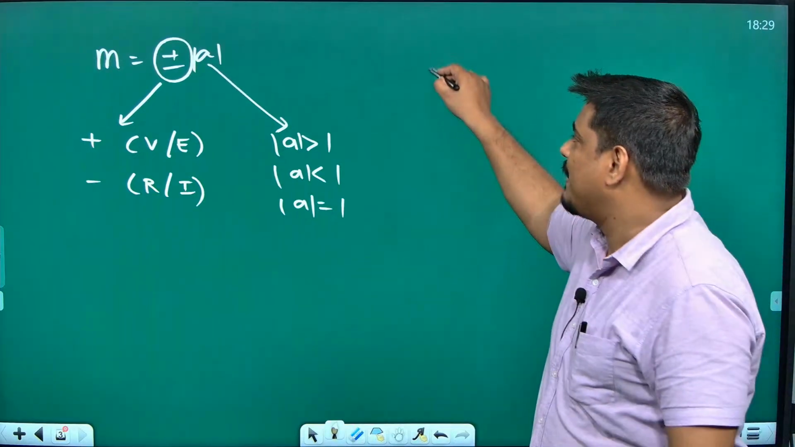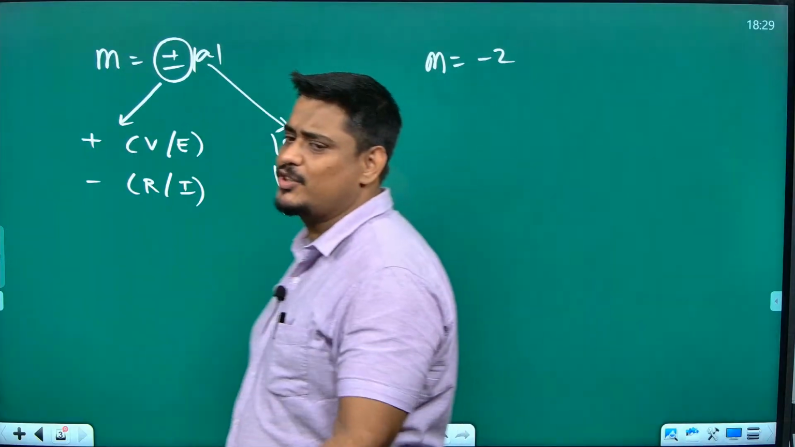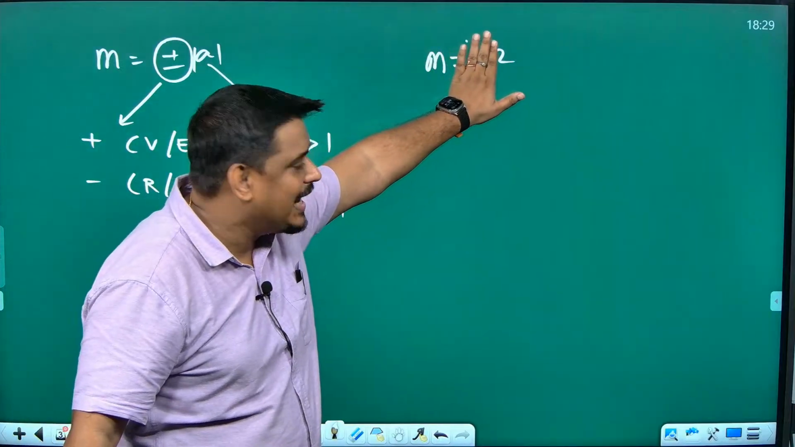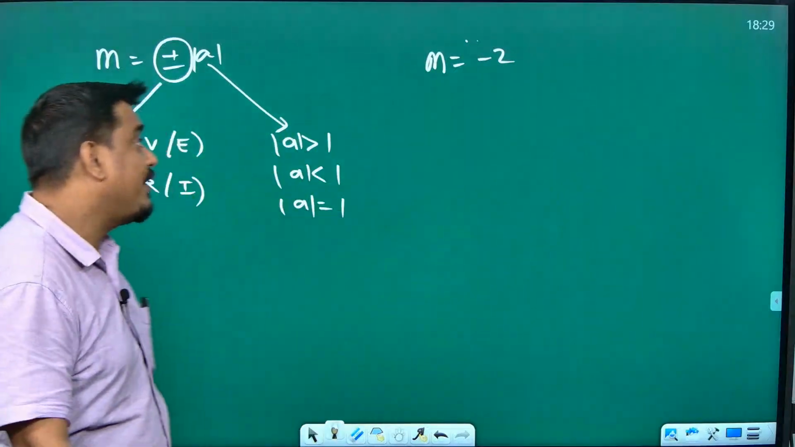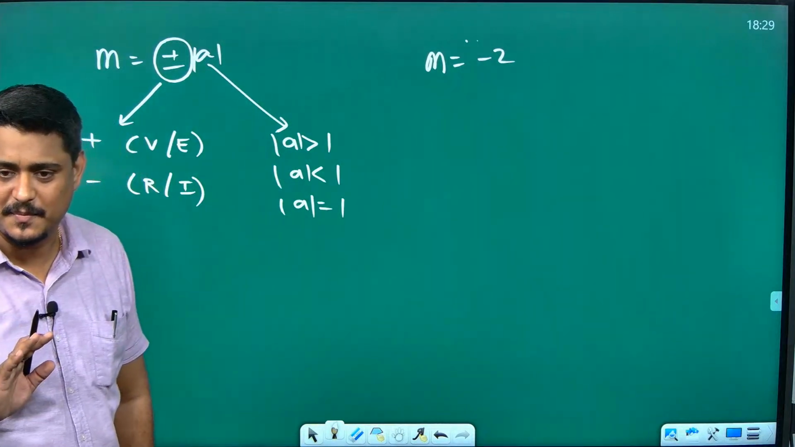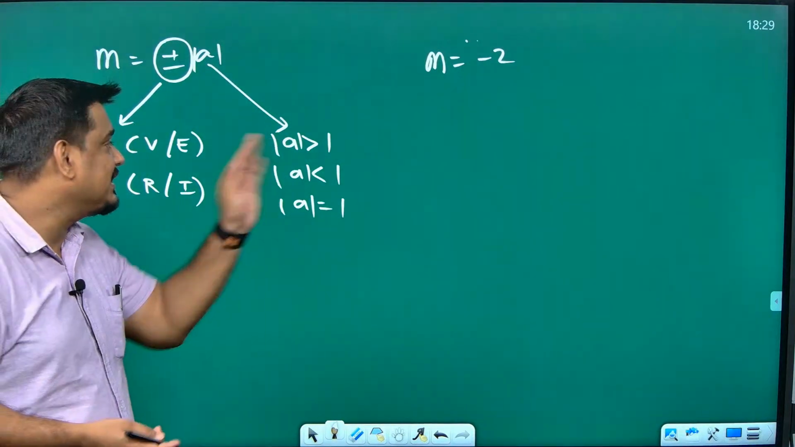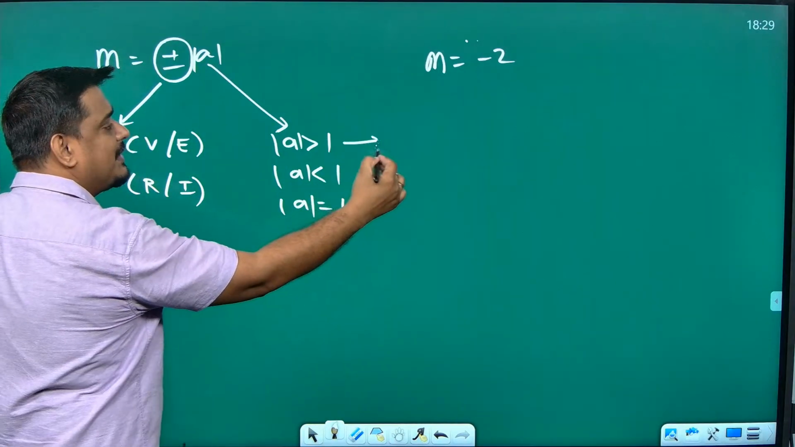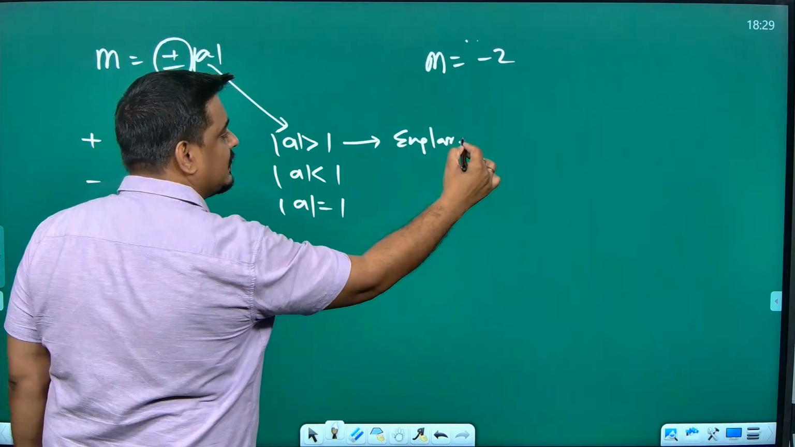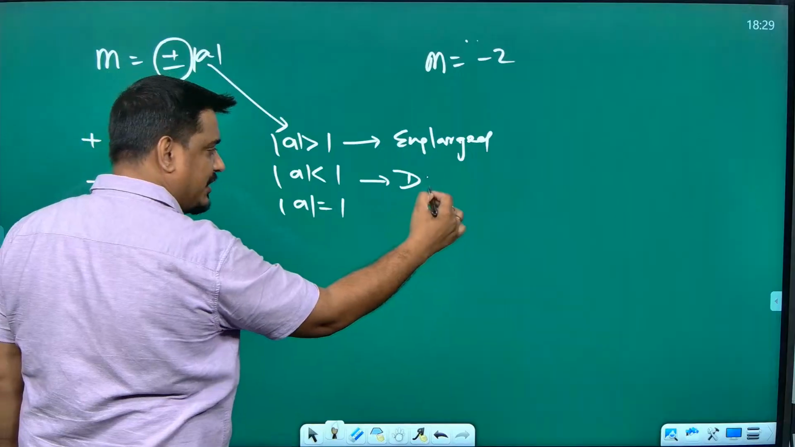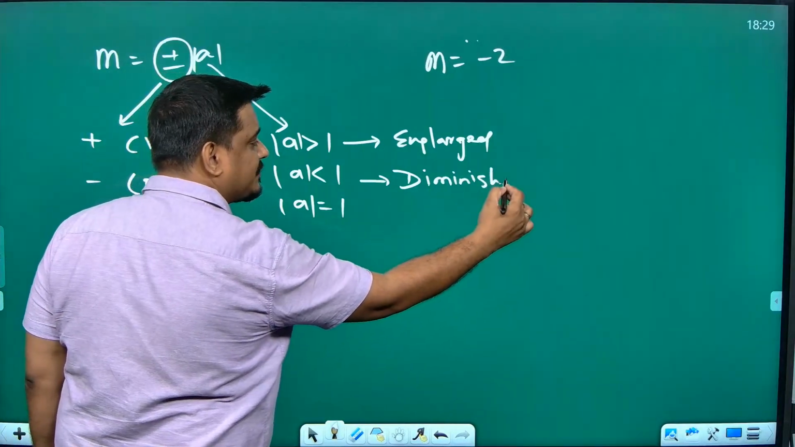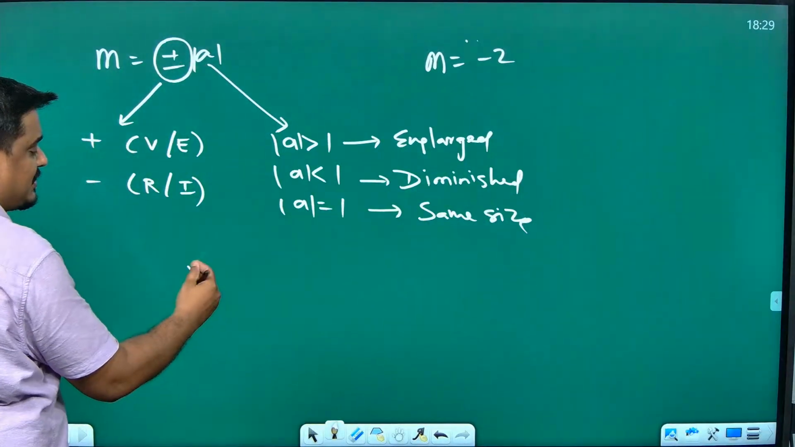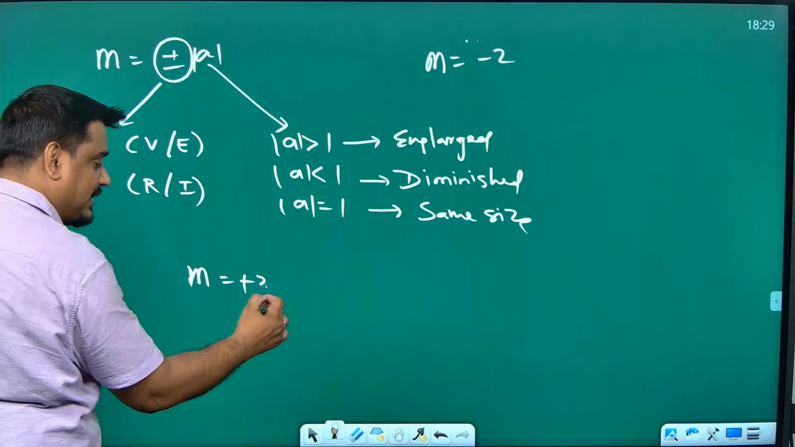If I write magnification is minus 2, minus 2 is less than 1, so it is diminished? No, minus should be taken separately and 2 should be taken separately. If I write minus 0.2, yes, that is less than 1. But if I write minus 2, minus denotes it is real and inverted, and 2 denotes it is more than 1. More than 1 means what? Enlarged. Less than 1 means diminished. Equal to 1 means same size.